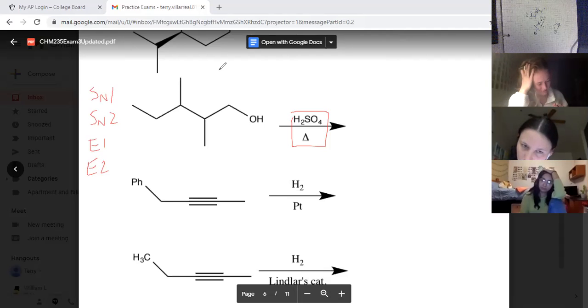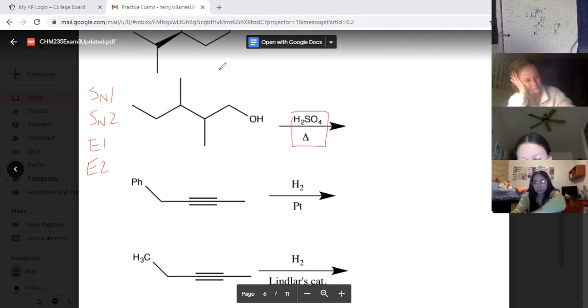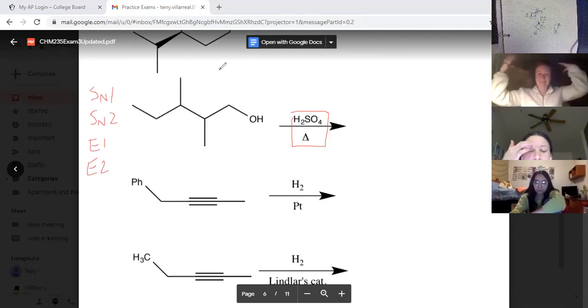Is it an elimination reaction? Because of the high temperatures. You guys both said something at the same time, so I don't know what you said. I'm just confused because I thought it was the acid catalyzed hydration, but I don't know.